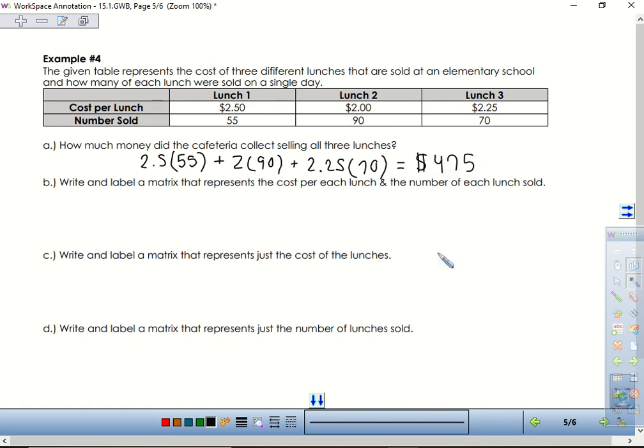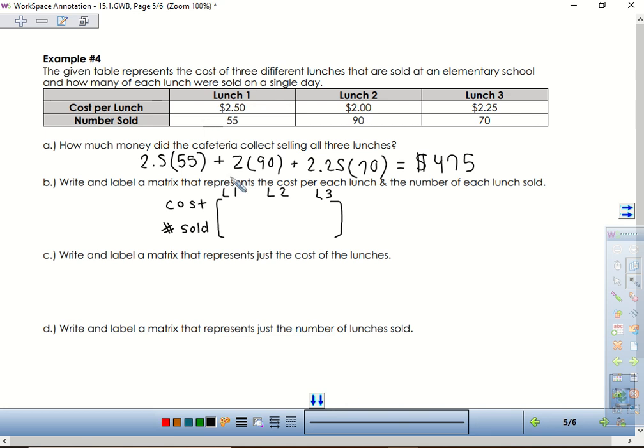Now it says write and label a matrix that represents the cost per lunch, per each lunch, and the number of each lunch sold. So I'm going to make these two be my rows. You could also do them the columns. So I'm going to do cost. And then the next one I'm going to do number sold. And then what am I going to do on the top? Label them. Good. Lunch 1, 2, and 3. Okay. You can do L1, L2, and L3 if you don't want to mix them up with the numbers.